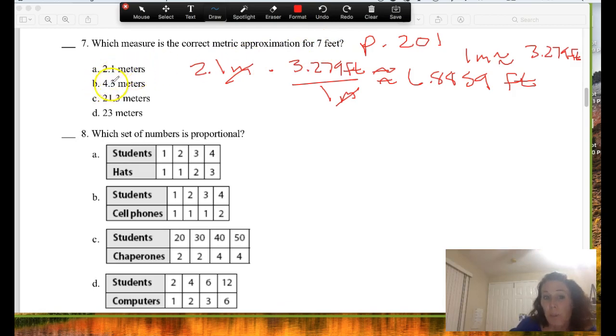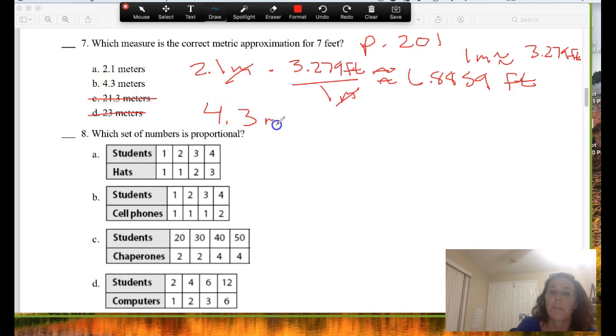4.3 might be too big. This is way 21.3. If I multiply 3.279 times 21.3, it's going to be way too big. Times 23, way too big. Maybe 4.3, but this also is going to be too big.